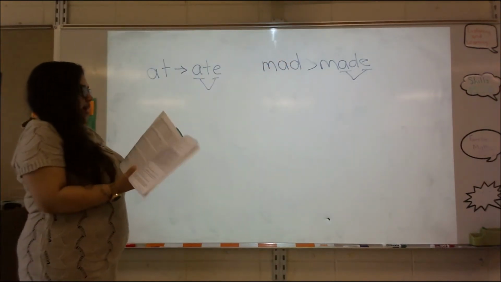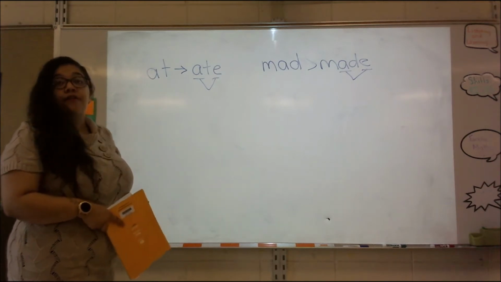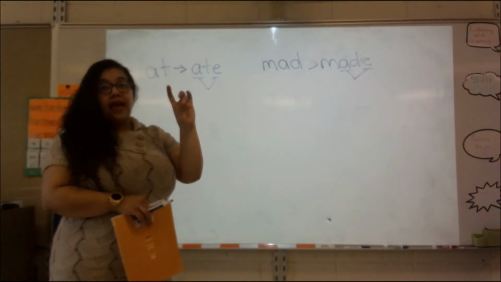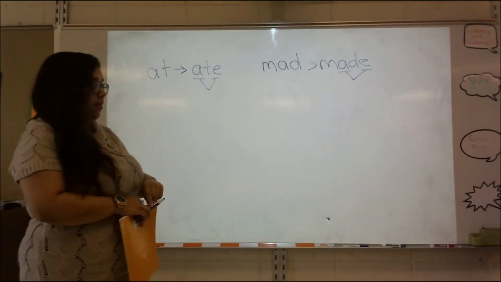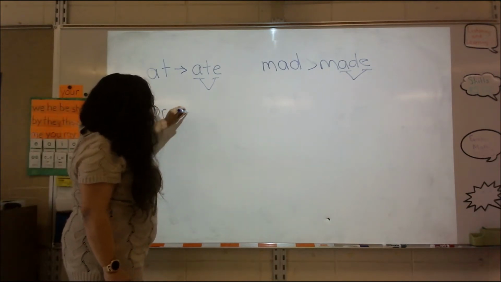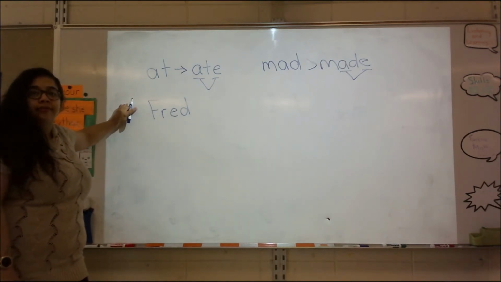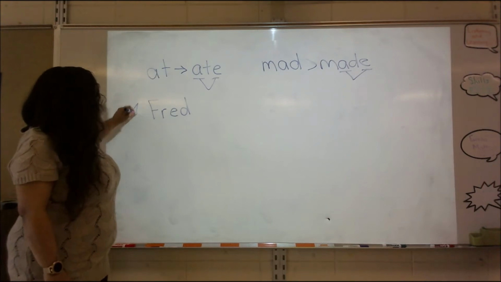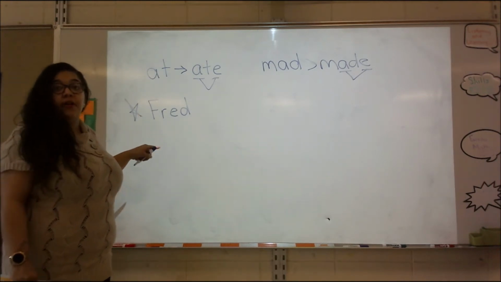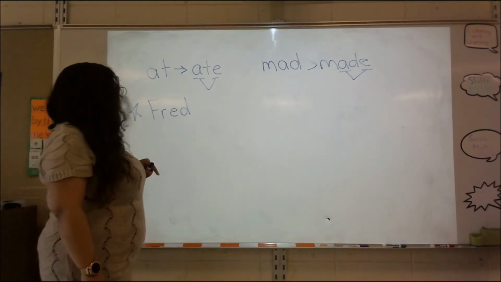Okay. Now let's try with another letter. Let's spell the word Fred. Fred. All right, here we go. Fred. And what do you notice about the way I wrote Fred? Yes, I used a capital F because this is a name of a person, a specific person named Fred, capital letter, just like you would capitalize the first letter of each of your names.